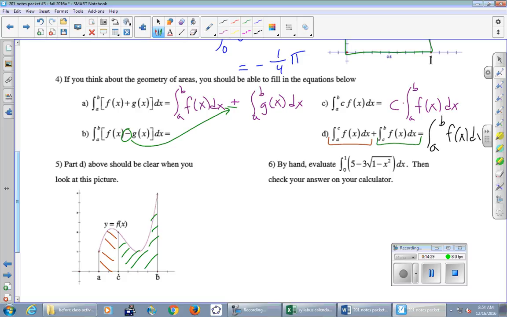Fair? If the graph wasn't continuous, it would break. The functions that we're talking about, we're assuming are continuous for us to be playing with these areas.